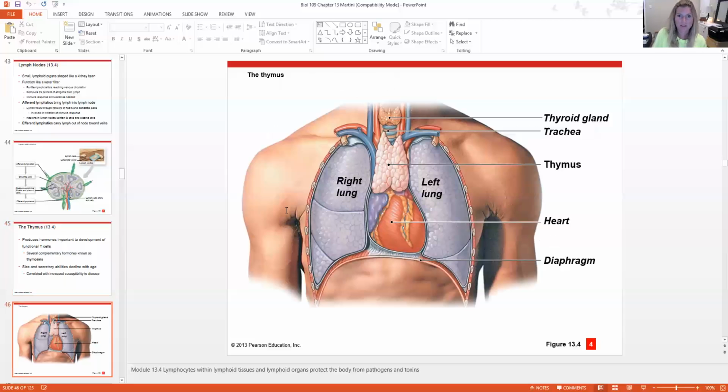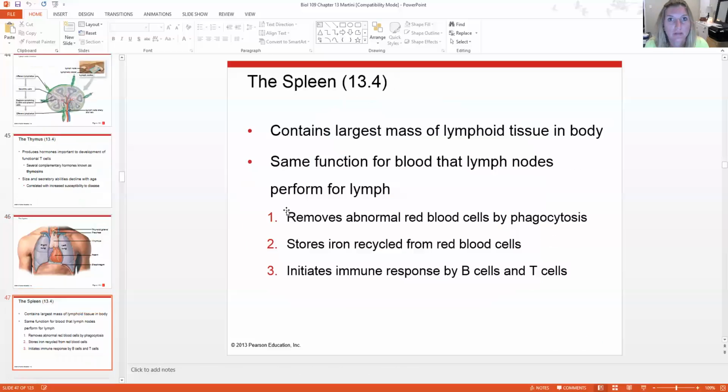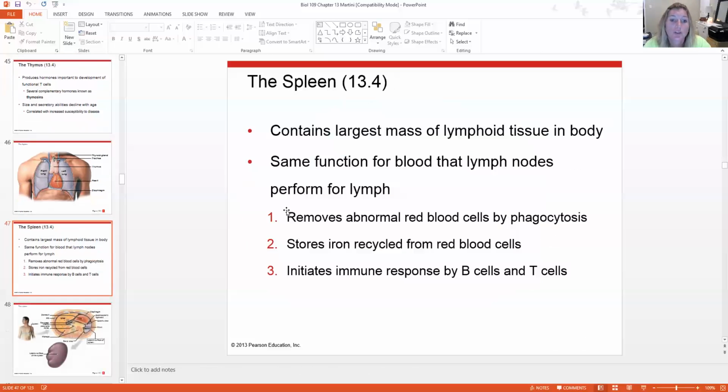There is the thymus, kind of draped over the mediastinum area of our thoracic cavity. We also have the spleen. The spleen is the largest lymphoid tissue in the body. It has the same function for blood that the lymph nodes have for lymph.